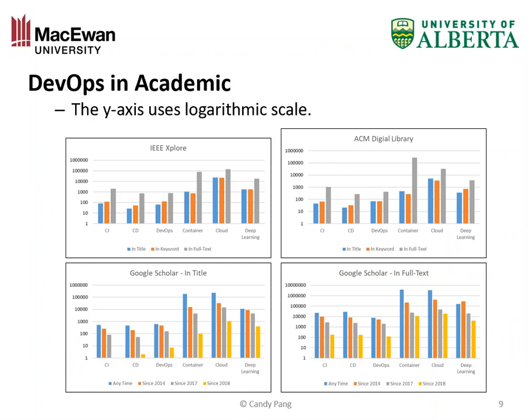While DevOps is very popular in industry, it is not popular in academia. I searched for DevOps-related publications in IEEE Xplore, ACM Digital Library, and Google Scholar. The number of publications related to DevOps is shown on the left side in each chart. Then I compared the number of publications in other popular topics, such as container, cloud, and deep learning. The number of publications in other popular topics is shown on the right side in each chart. Beware that the y-axis is logarithmically scaled. Hence, publications on other popular topics were significantly higher than those about DevOps.